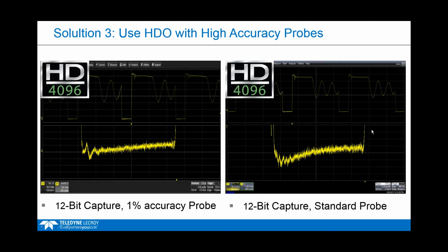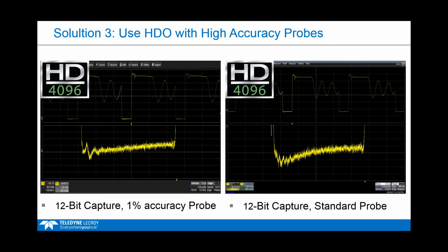So here's comparing the 12-bit scope, or HDO scope, with our standard probe, and then here's the 12-bit scope with our 1% accuracy probe. And you can see the difference here. This is going to have a better DC gain and low frequency accuracy spec. We have a cleaner signal over here with a nicer shape. You can also see the DC voltage here. This is 0 volts, so it's very nicely aligned in terms of the DC offset.